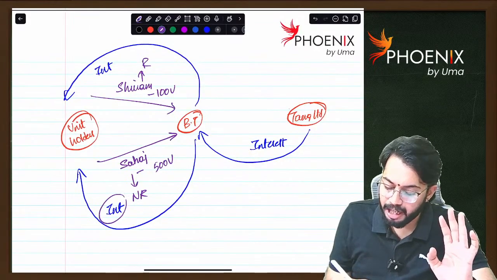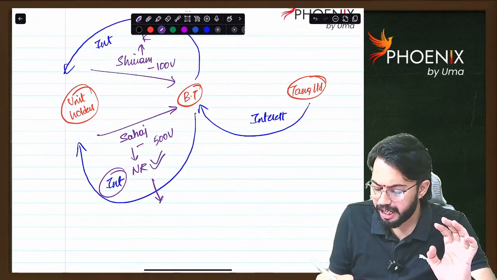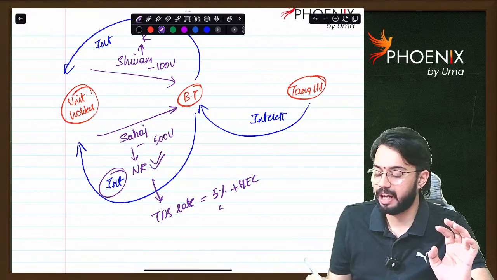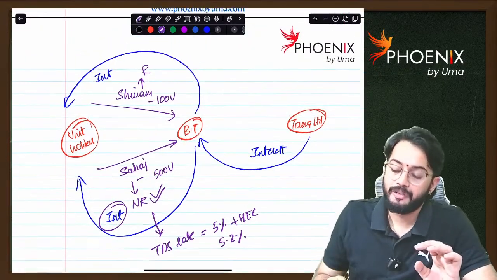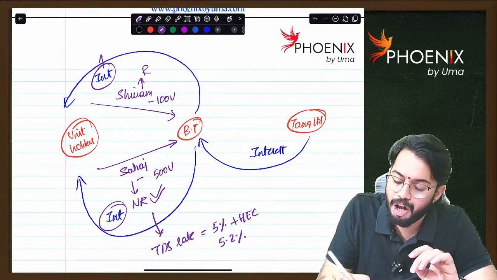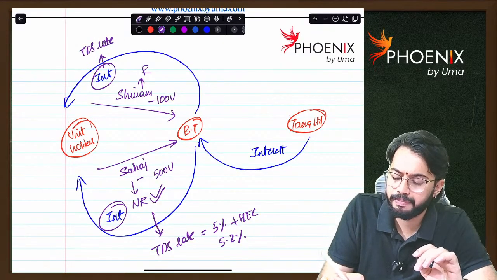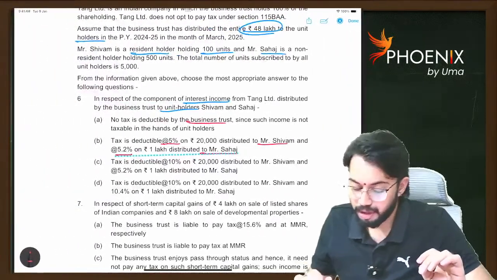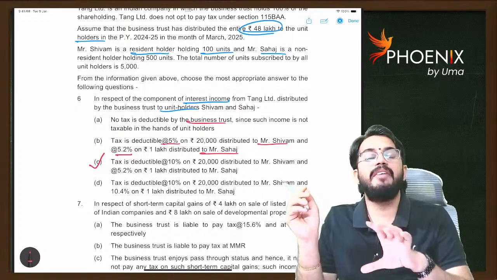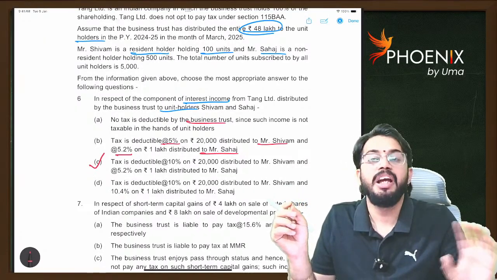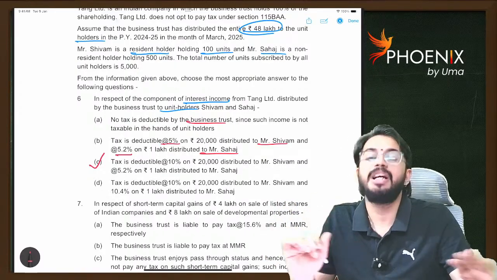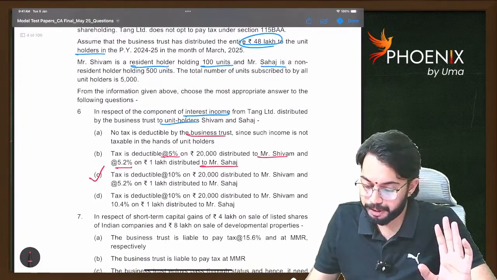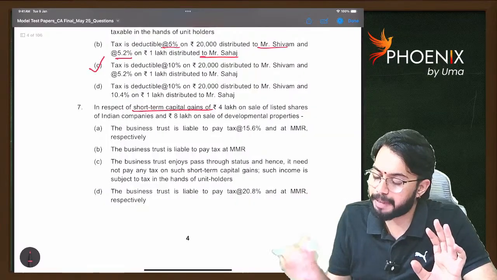See, whatever interest is distributed to a non-resident, on that the TDS rate is 5% plus HEC. HEC is 4%. So effective it will be 5.2%. Whatever interest is paid to a resident unit holder, on this interest the TDS rate is 10%. So the correct answer is answer C. Whenever interest income is paid by business trust to a unit holder, if he is a resident unit holder, TDS rate is 10%. Non-resident unit holder, TDS rate 5% plus 4% HEC, effective tax rate 5.2%.